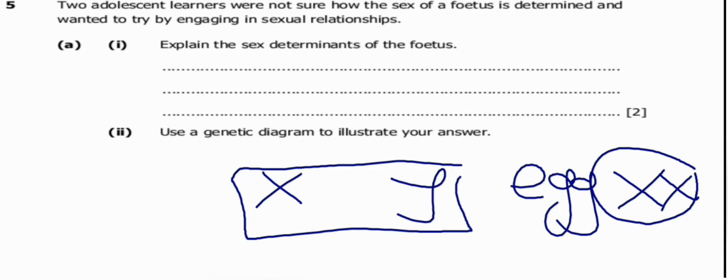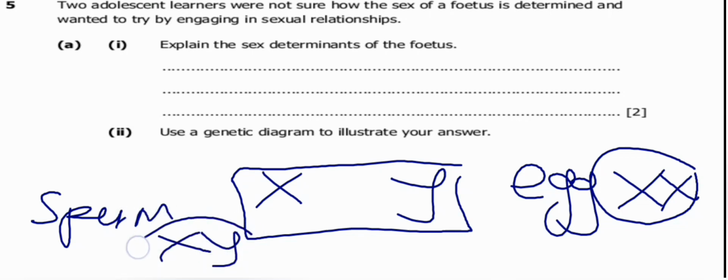Then we also have the sperm. The sperm is made up of X and Y, and this one is coming from the male. Now, during fertilization, these are the chromosomes which are going to determine if the fetus is going to be a male or a female.